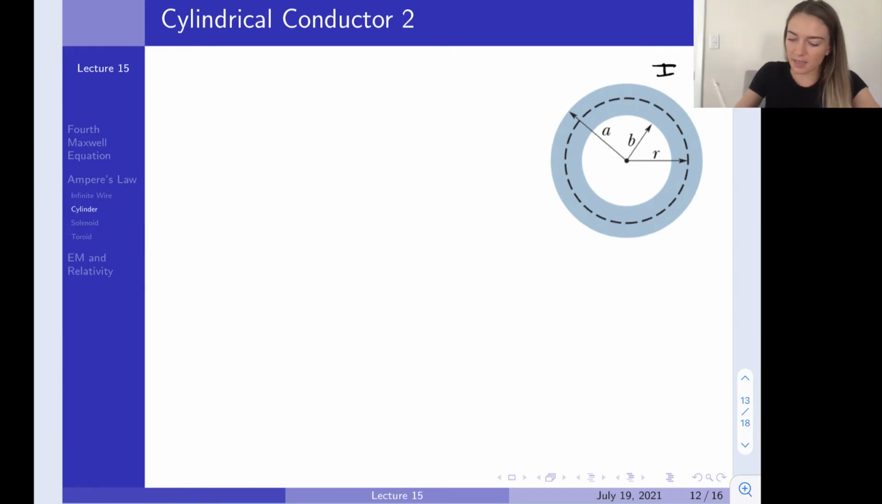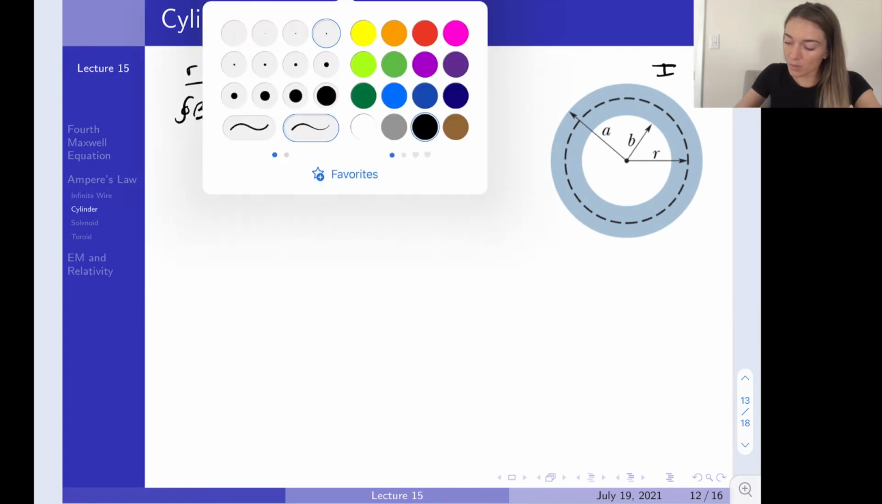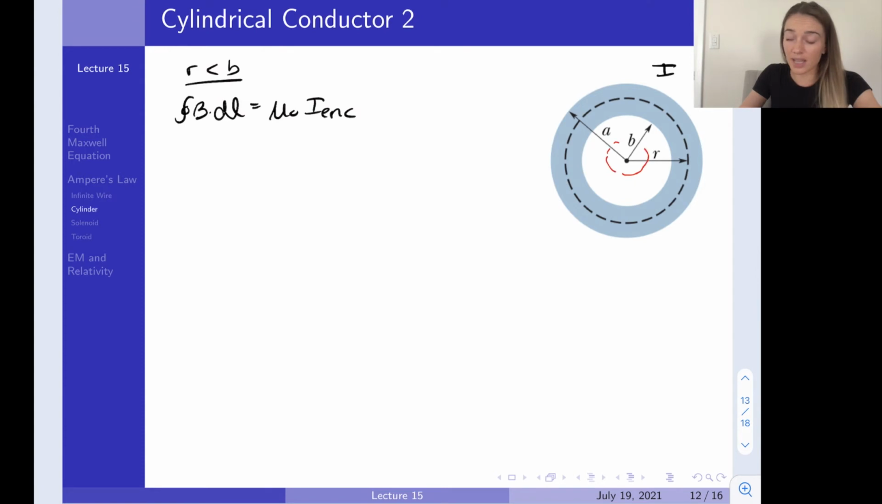All right, so let's find when r is less than that inner radius first. This one's going to be easy since we have a very symmetric configuration here. When we write down Ampere's law, our enclosed current, when we're inside here, we're not enclosing any current, right? Because all of our current is spread out here. So this is just 0, and since we're in a symmetric enough configuration to use Ampere's law, we can say that the magnetic field is also 0. So our magnetic field is 0 when we're inside that inner radius.